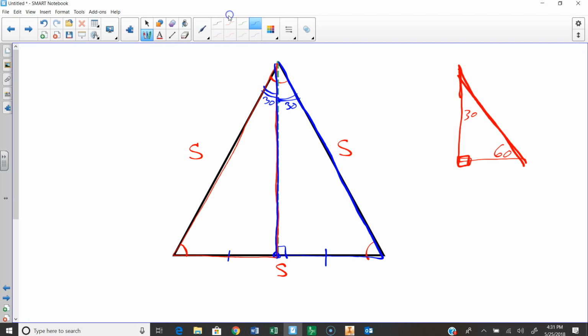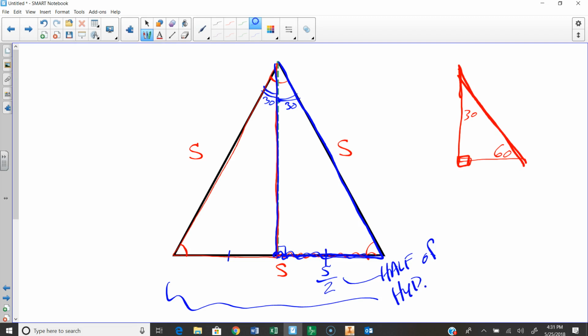And that is that this side of that 30, 60, 90, right here, well, remember, this whole side here got cut in half. So this side right here is S over 2. In other words, it is half of the hypotenuse. And if you remember nothing else from a 30, 60, 90, you must remember this.